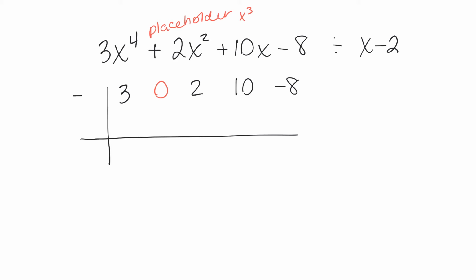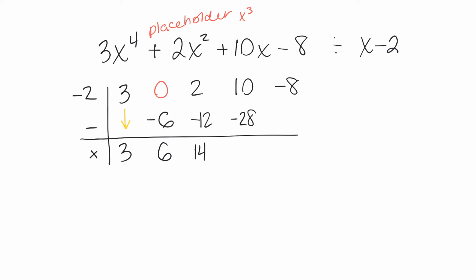We're dividing by 2. Remember, we're going to subtract, and we're going to multiply. So, as per usual, drop your 3. 3. 2 times 3 is 6. 0 minus 6 is negative 6, right? Subtract a negative is positive. 2 times negative 6 is negative 12. 2 minus negative 12 is 14. 2 times 14 is 28.